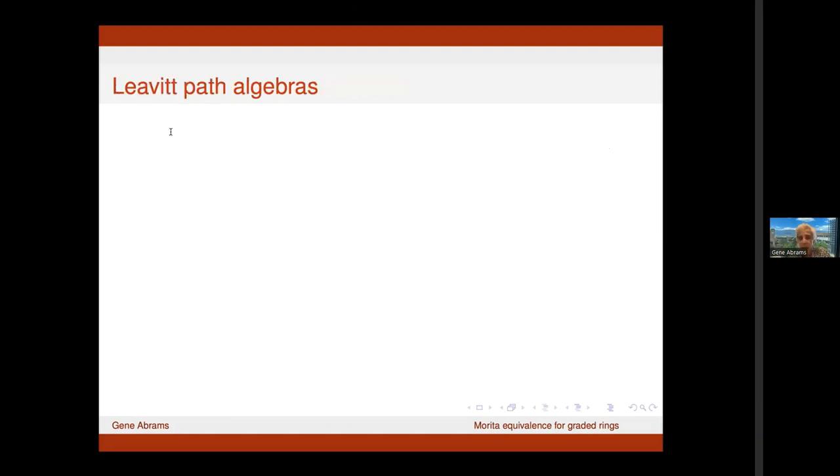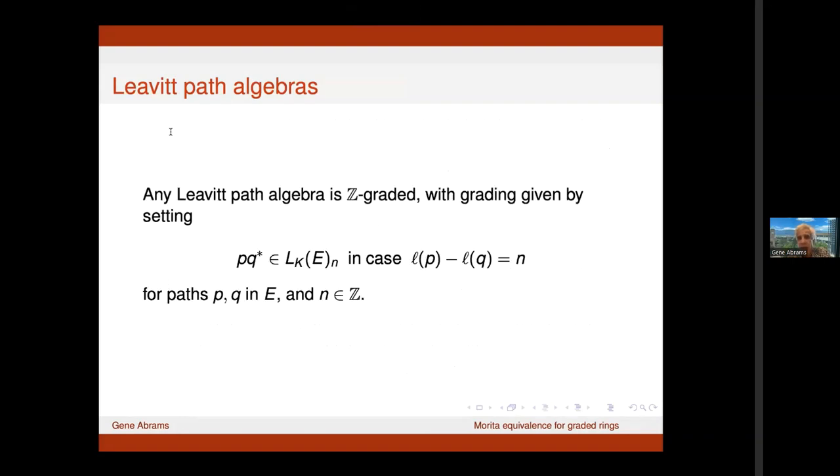Okay, so let me spend the last 3 or 4 minutes giving you some connections to Leavitt path algebras. Apologies to those of you that aren't familiar with these, but having looked at the participant list, I think most of you are. So here is the usual grading on a Leavitt path algebra. You put terms of the form PQ star in the N component in case the length of P minus the length of Q as paths is N.